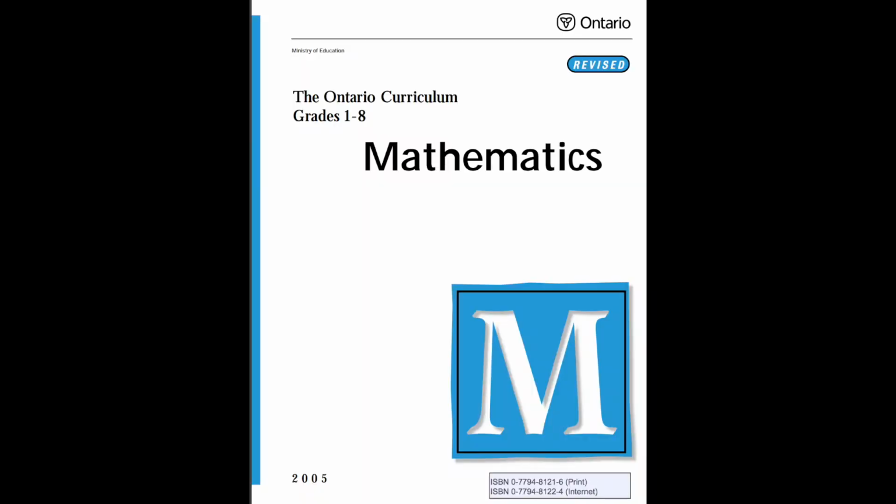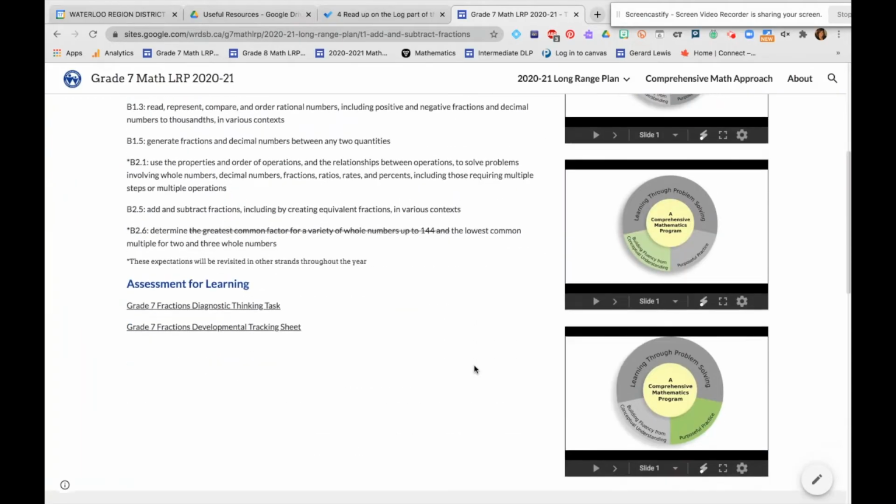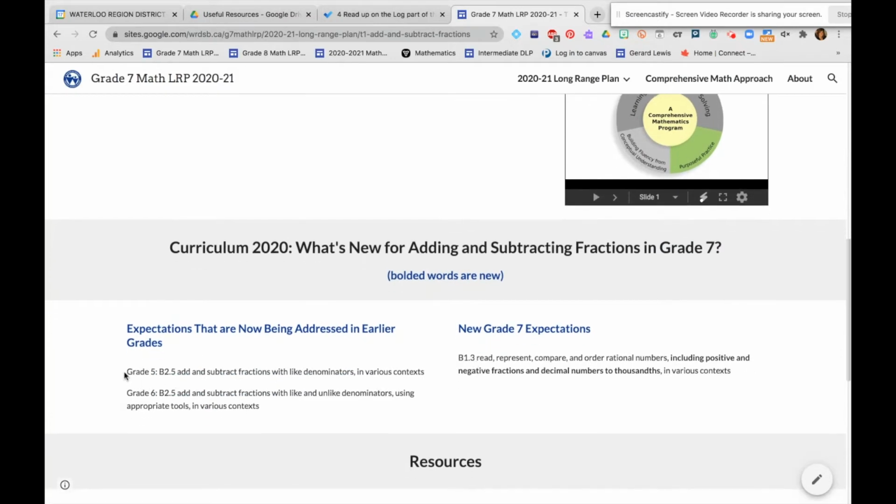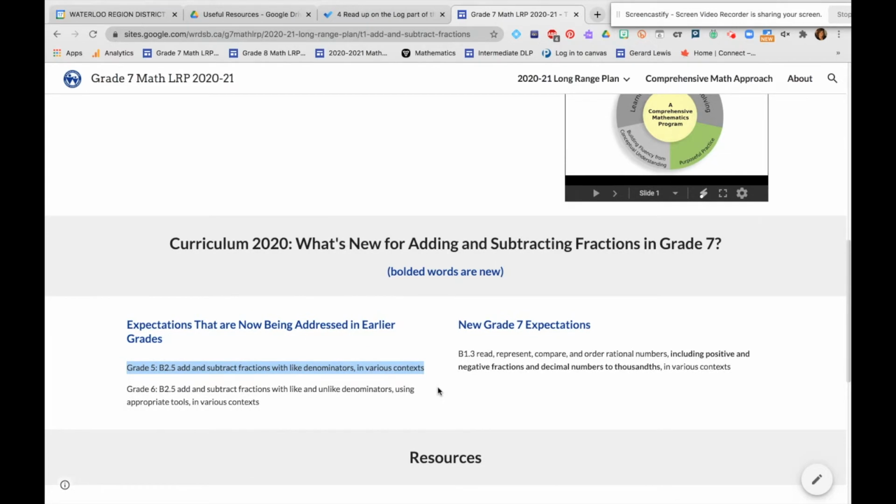In the 2005 curriculum, adding and subtracting fractions was introduced in grade 7, which only gave students 2 years to become proficient with this operation before exposure to the grade 9 curriculum. In the new math curriculum, adding and subtracting fractions begins in the 5th grade with like denominators. However, due to the curriculum gap, this will be the first time students who are in grade 7 this year will be formally introduced to adding and subtracting fractions.